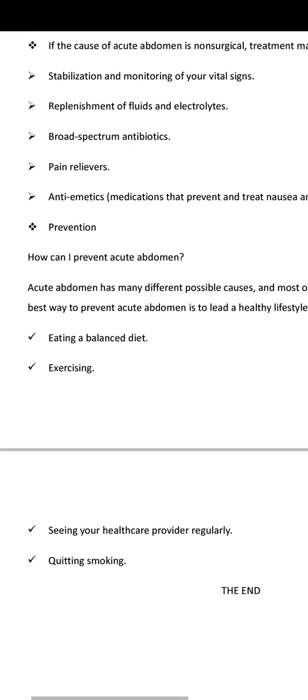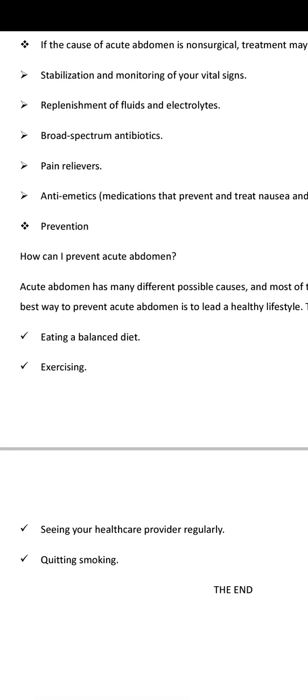So how do you prevent acute abdomen? Eating a balanced diet, exercising, seeing a healthcare provider regularly, and also quitting smoking. So these are the things which you need to know about acute abdomen when you are faced with it at the hospital.